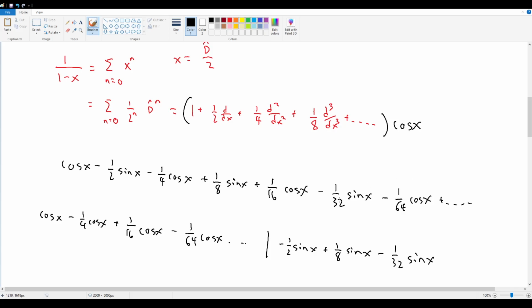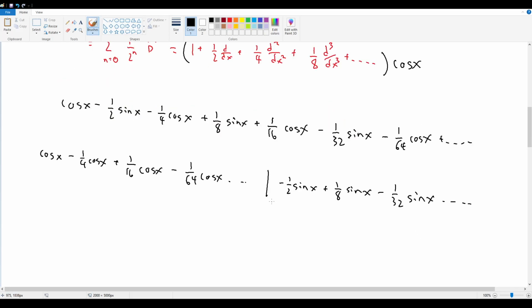And let's just leave it like that, and so on and so on. So I have really two series. This is series 1 and this is series 2, one in terms of cosine, one in terms of sine.